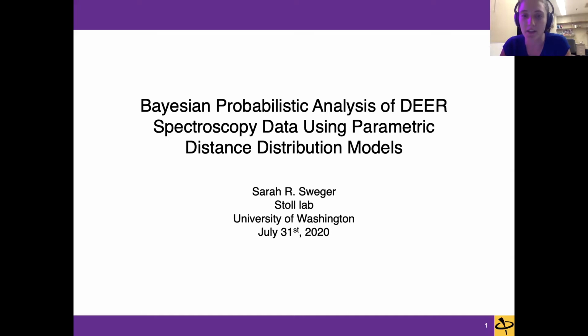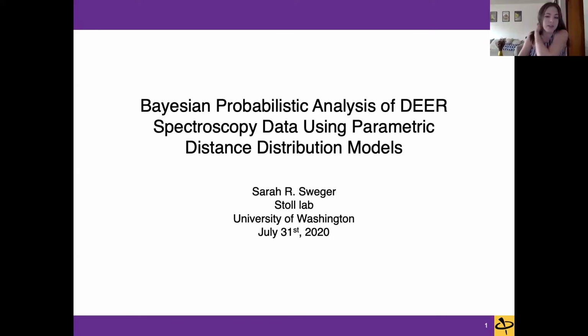Sarah Sweger is going to be talking today about Bayesian probabilistic analysis of DEER data. Sarah hails originally from Pennsylvania. She went to undergrad at Duquesne University in Pittsburgh, Pennsylvania, where she studied simulating the effects of crowding on the binding of a photosynthetic protein system with Jeffrey Madura. She came to Seattle to join Sean Stoll's group almost 4 years ago now, where she's worked on DEER processing and DEER theory, and today she's going to be sharing some of that work with you. So Sarah, feel free to take it away.